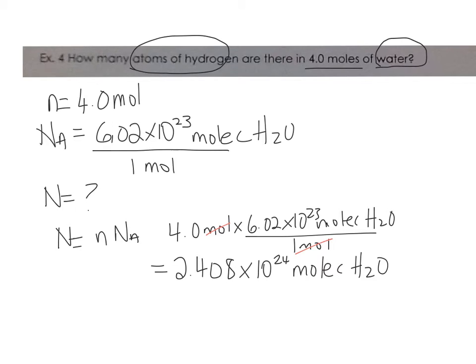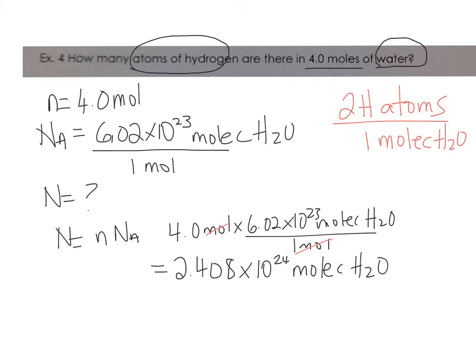Did we answer our question? No, because it wants atoms of hydrogen. So this is kind of a throwback to yesterday. What's the relationship between hydrogen atoms and a water molecule? 2-to-1 ratio. There's 2 hydrogen atoms for every 1 molecule of H2O. So that's another piece of information that we know.